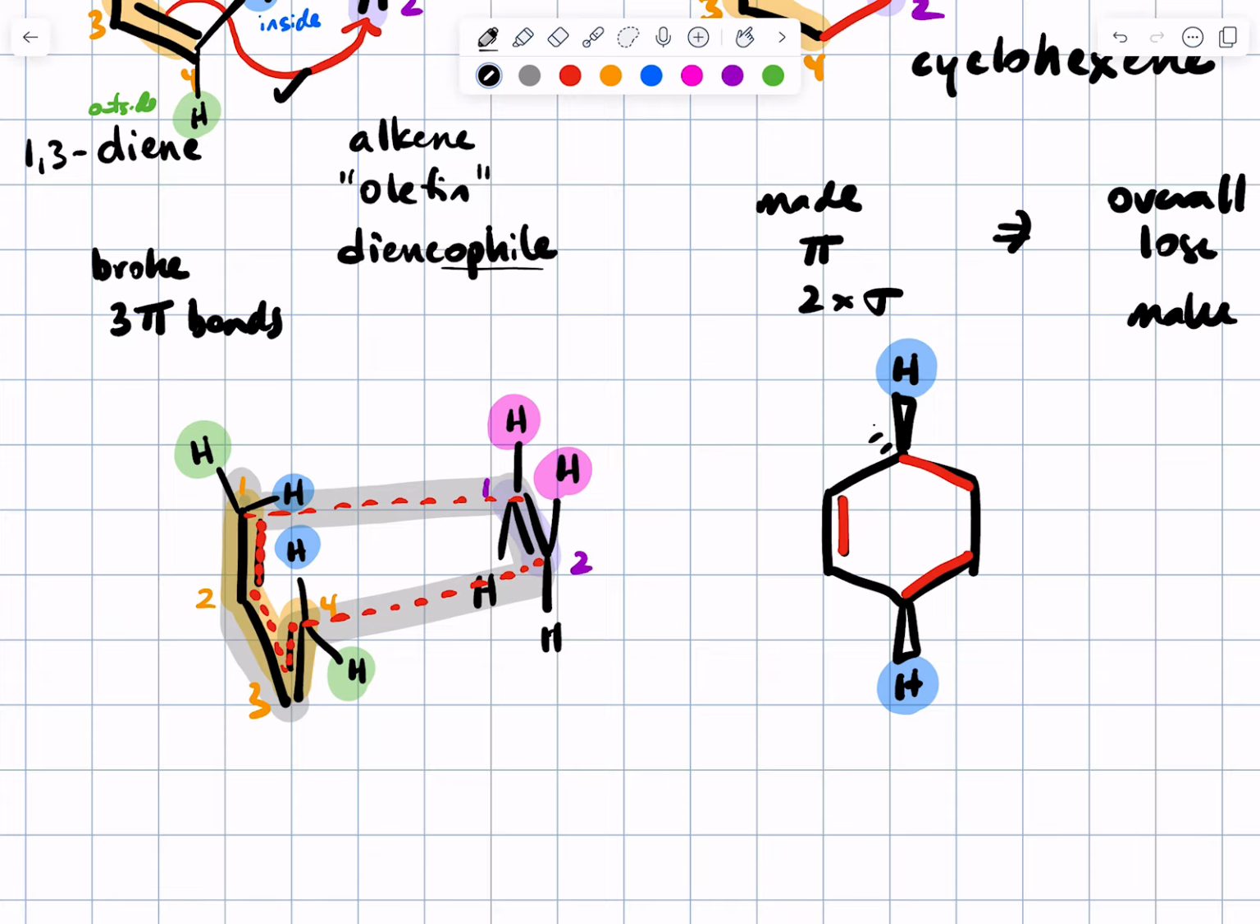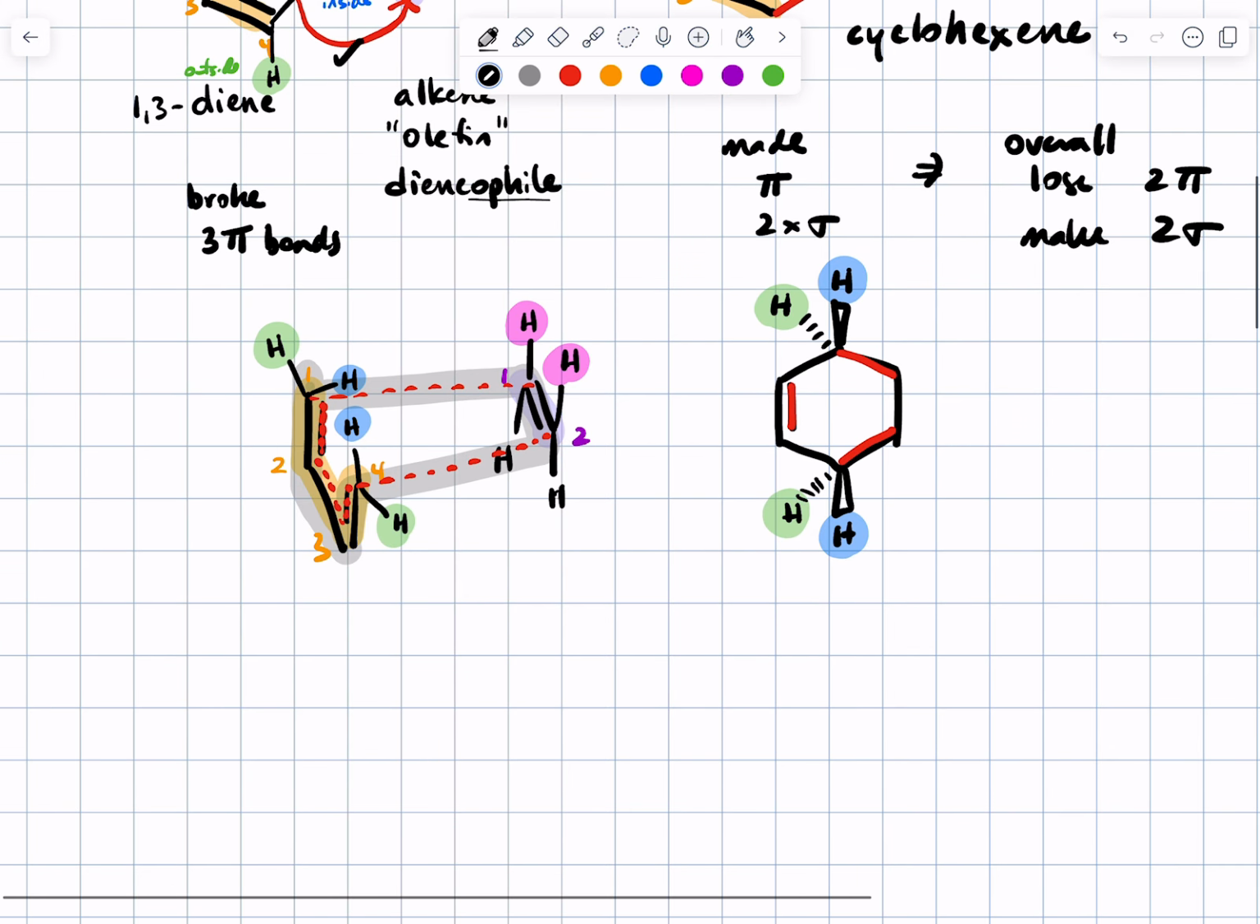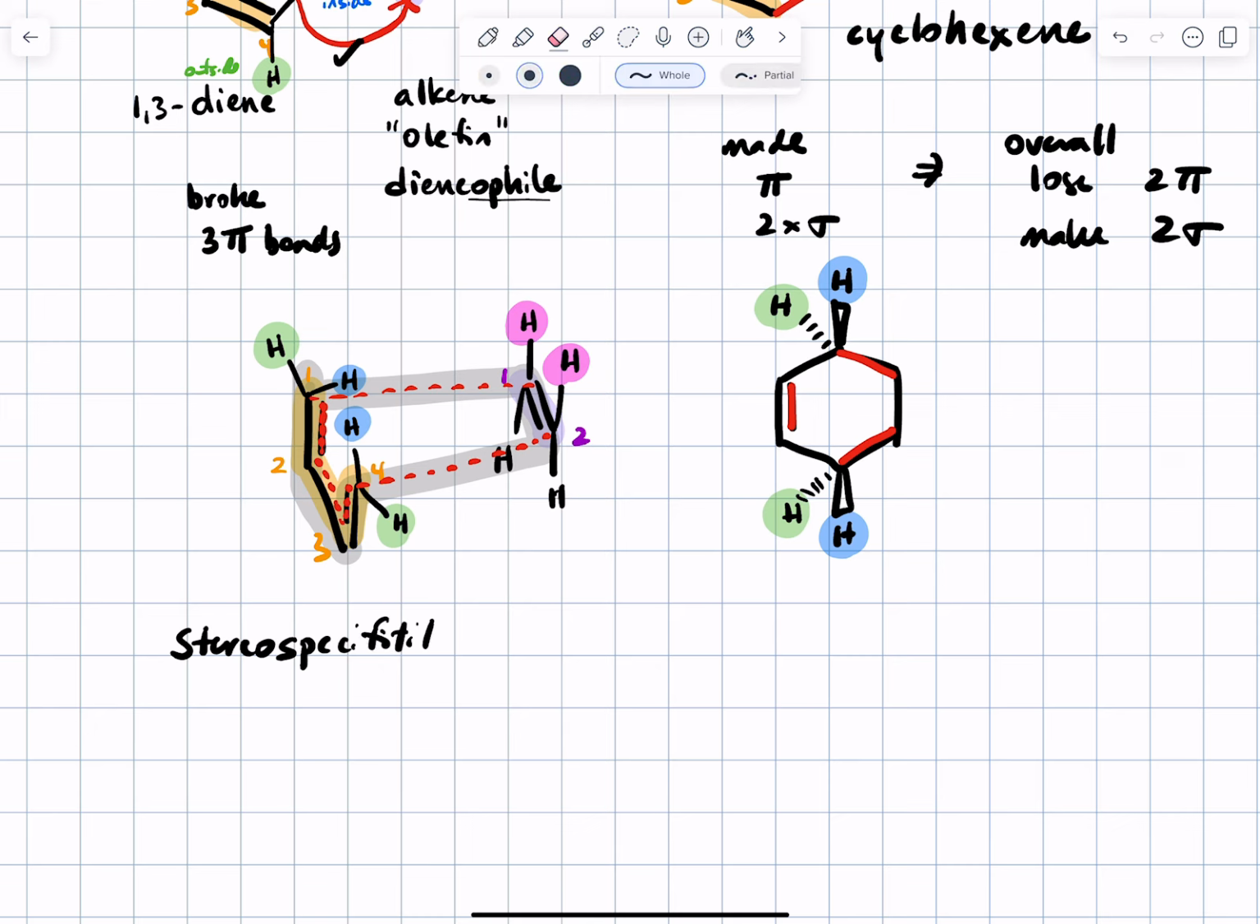The two protons that were pointing outward end up cis to each other as well, but trans to the blue protons. Okay? So that is a stereochemical rule in the Diels-Alder reaction. It's an element of stereospecificity. Oh, goodness. Stereospecificity.